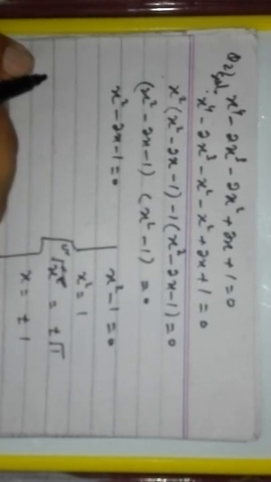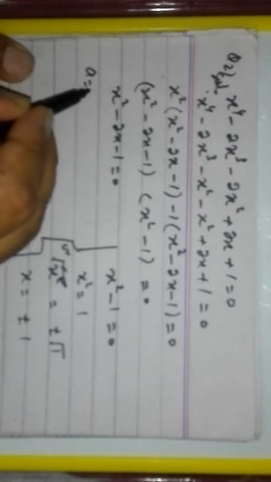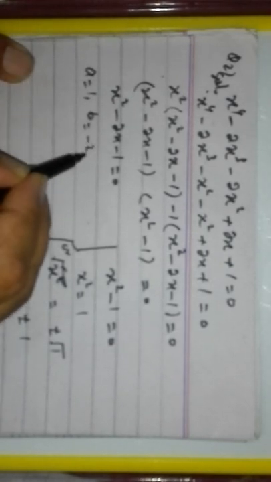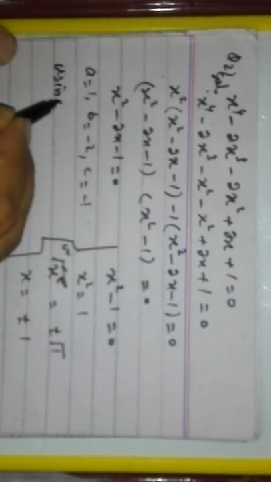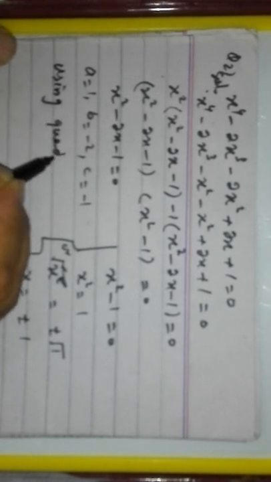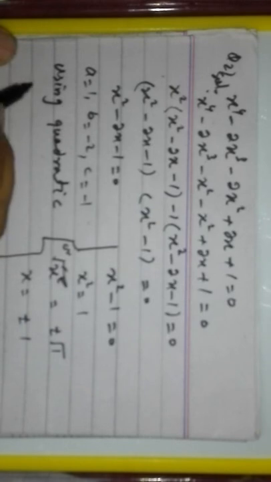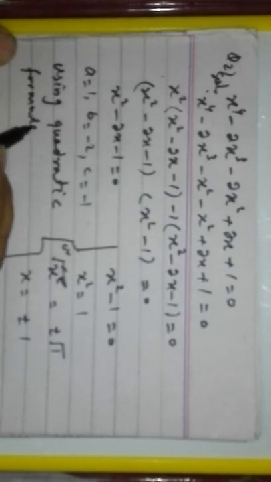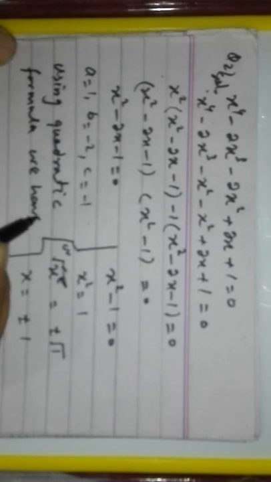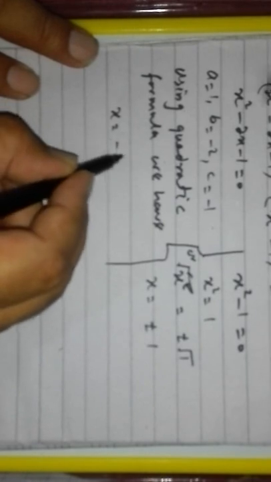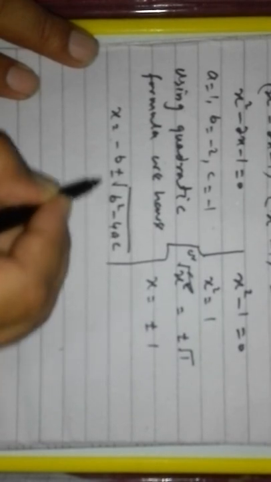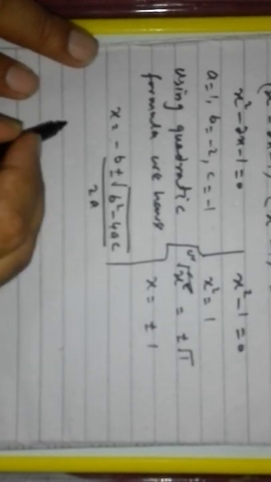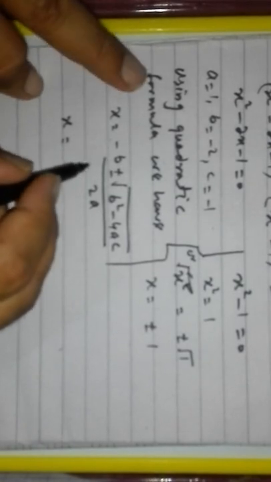Apply here quadratic formula. The a value is 1, the b value is minus 2, and the c value is minus 1. Using quadratic formula, we have x equals to minus b plus minus under the root b square minus 4ac divided by 2a. Now put the values here.